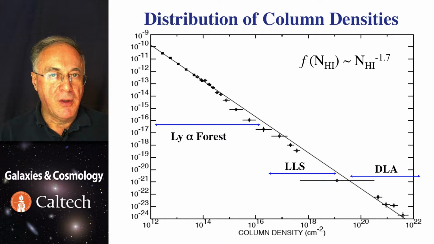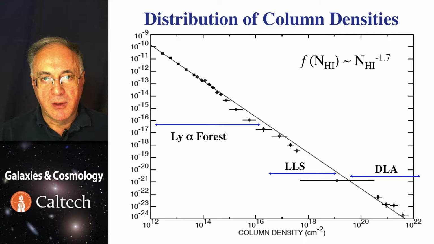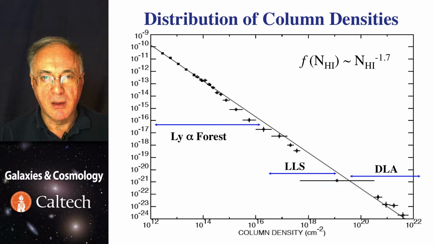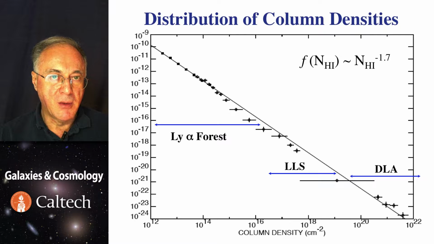So how many of which are there? It turns out that the probability distribution of column densities is a power law, and it's shown here. And it's a power law with a slope of minus 1.7, which is interestingly close to the slope of the two-point correlation function, and that's not entirely an accident. But it goes from the lowest column densities that we see to the highest ones.